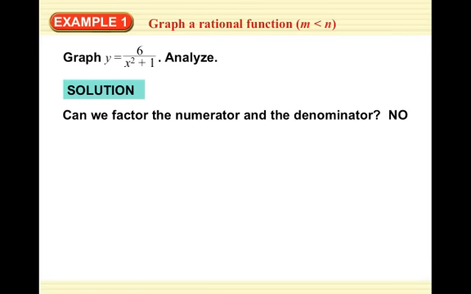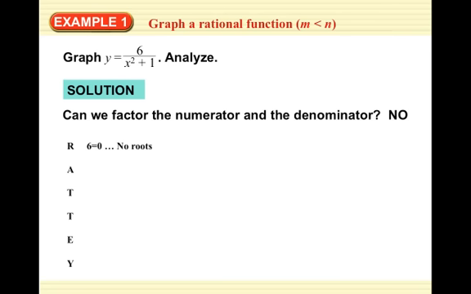All right, let's look at our first example. We're going to graph y equals 6 over x squared plus 1, and you're told to analyze. Anytime you're told to analyze, that means use RADII. Can we factor the numerator and the denominator? No, we can't. The numerator is just 6. The denominator is x squared plus 1, which is the sum of two squares, which isn't anything special. Remember, sum of two squares is prime. Difference of two squares, you can factor. All right, so there's our RADII.